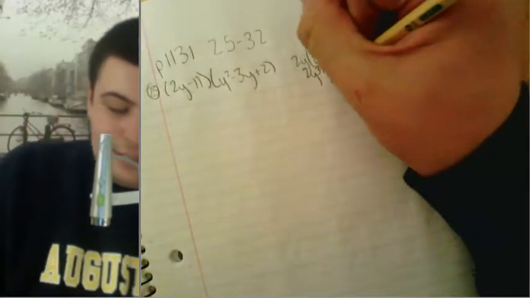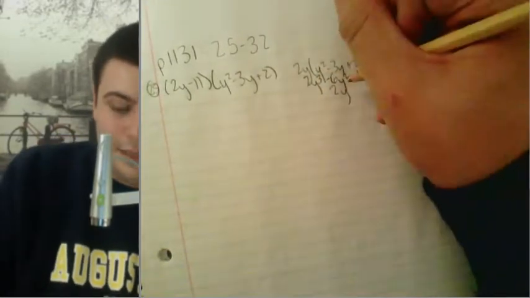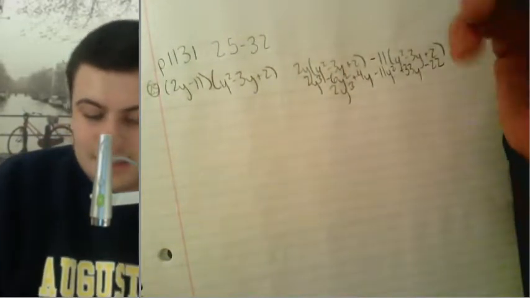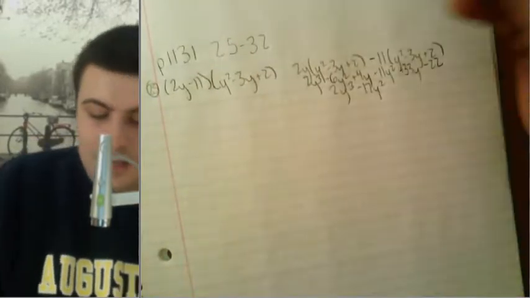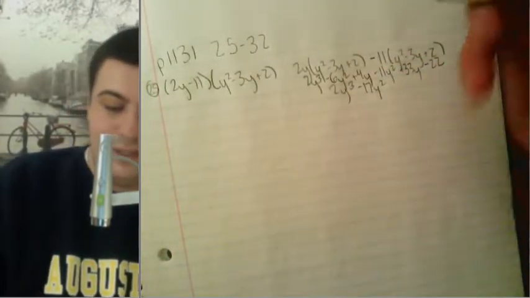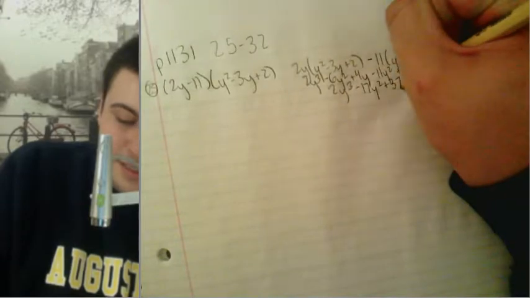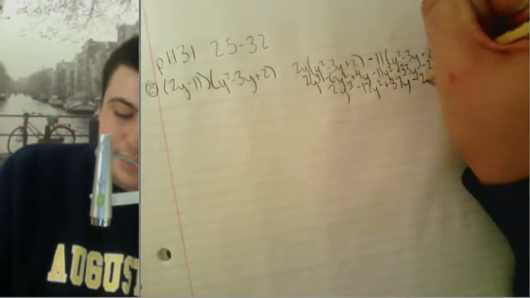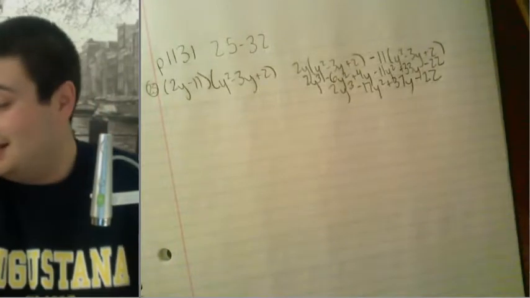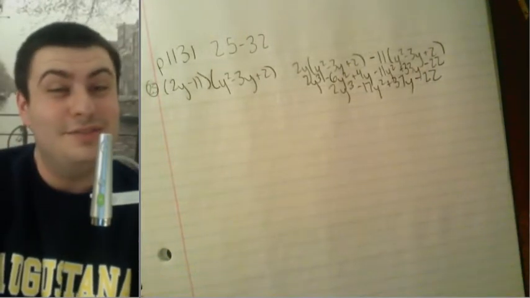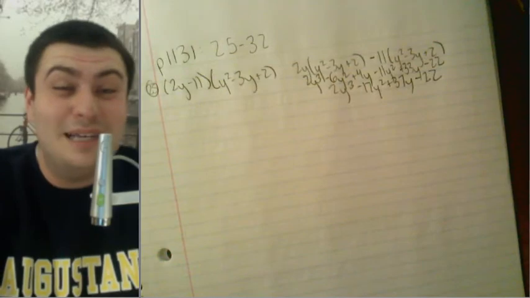I combine like terms: 2y cubed, minus 6y squared minus 11y squared, which is minus 17y squared, plus 4y plus 33y, which is plus 37y, minus 22. Lots of double and triple distribution, and for 31 and 32 that's a bit of a challenge. We might have to distribute twice, and that's okay.